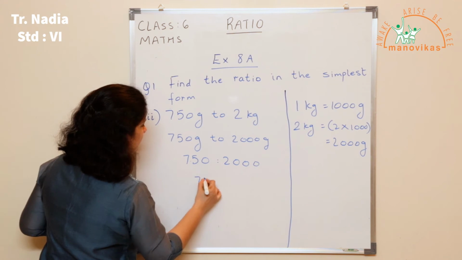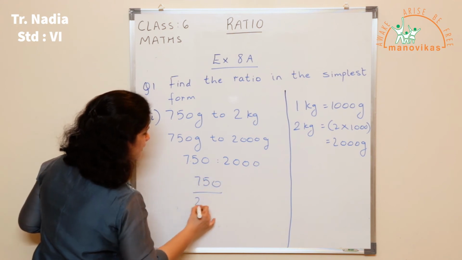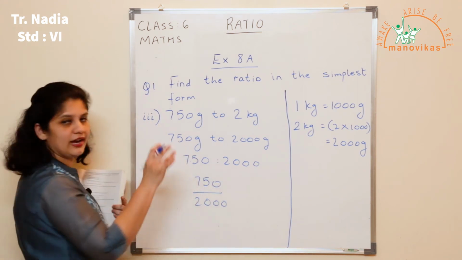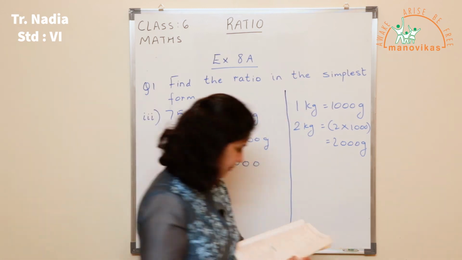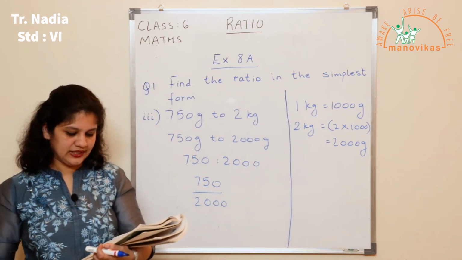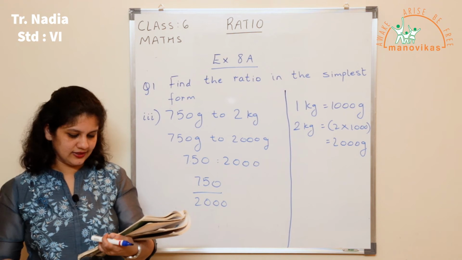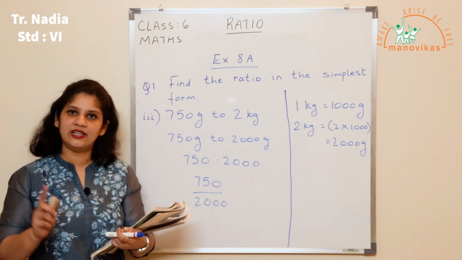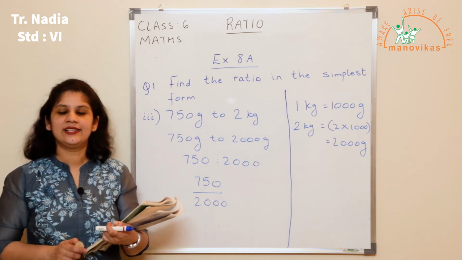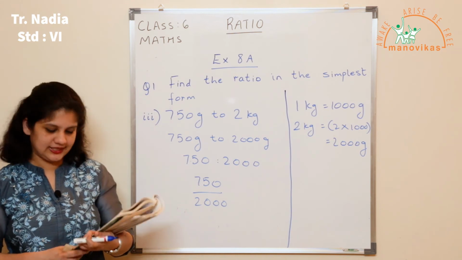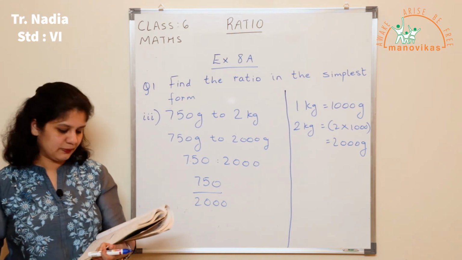750:2000. Write it as a fraction, 750 upon 2000, and then try to simplify it. Similarly, the fourth one, 64 milliliter to 1 liter. 1 liter, you all know, convert the liter into milliliter. 1 liter is equal to 1000 milliliter. Convert and then you all proceed.